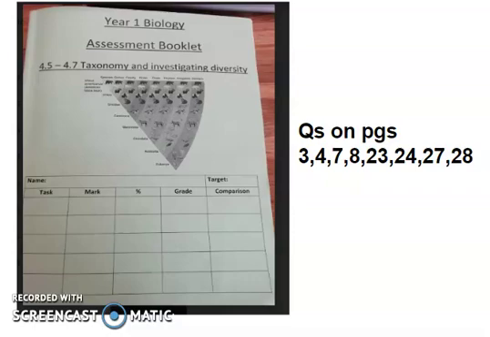Okay, good morning. So we're on this booklet. This is me going through these questions. So these are the questions on pages 3, 4, 7, 8, 23, 24, 27, 28. We will share the full mark scheme with you later, probably after Easter, when we've finished this part of the specifications. That's why I'm doing it in slots at the moment.